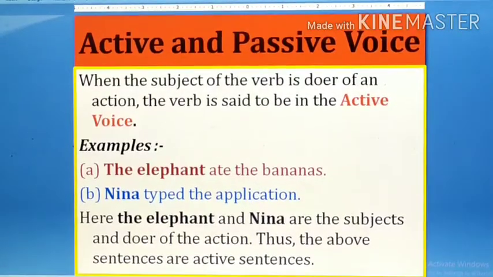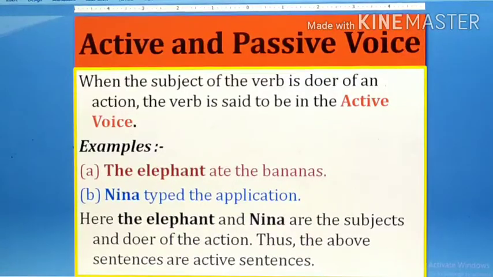When we make a sentence and we tell about the person, that is the subject. And when the subject of the verb means who does the action is the subject. When the subject of the verb is the doer of an action, means when the subject is doing the action and the action is passing over to the object, it is the active voice. Okay, let's see from examples, you will understand.